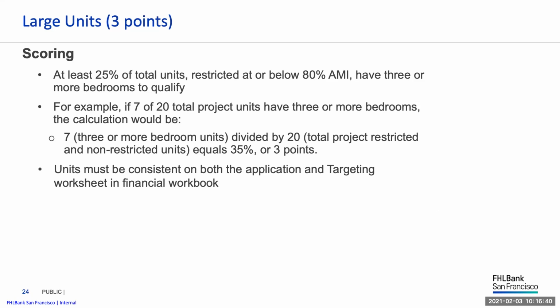Next up is our new category this year, and we're hoping this will help owner-occupied projects be more competitive. So it's fairly straightforward. At least 25% of the units restricted at or below 80% AMI must have 3 or more bedrooms to qualify. For example, if 7 of the 20 project units have 3 or more bedrooms, it would be 7 divided by 20, which equals 35% of the units, or 3 points total. For this, the units must be consistent on both the application and targeting worksheet in the financial workbook to score.